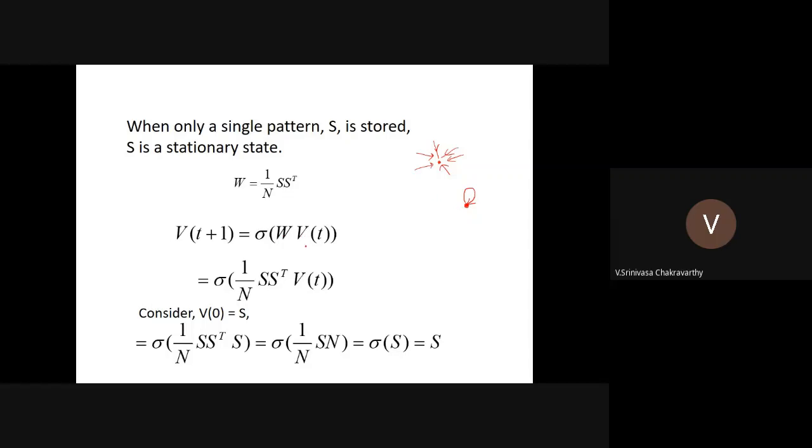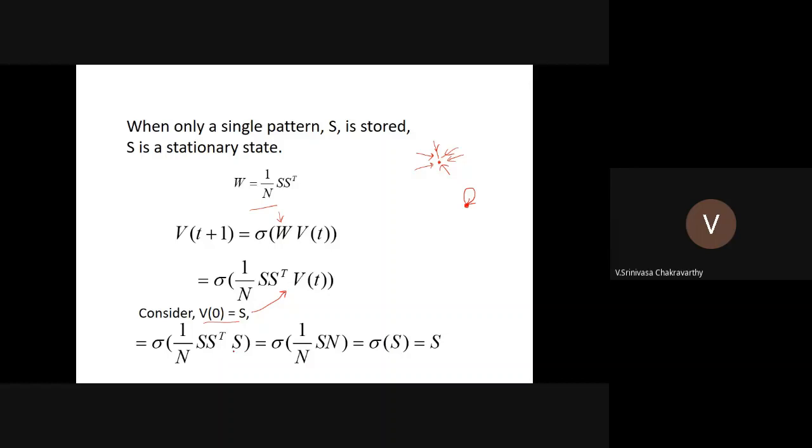So that is very easy to verify, because if you look at this update rule, V of t plus 1 is equal to sigma of W times Vt. So this can be written as, if you plug in this expression here, 1 by n, S S transpose times Vt. Now consider the initial condition, V naught is equal to S. I am starting at V equal to S. So plug this in here. So you get sigma of 1 by n times S S transpose times S.